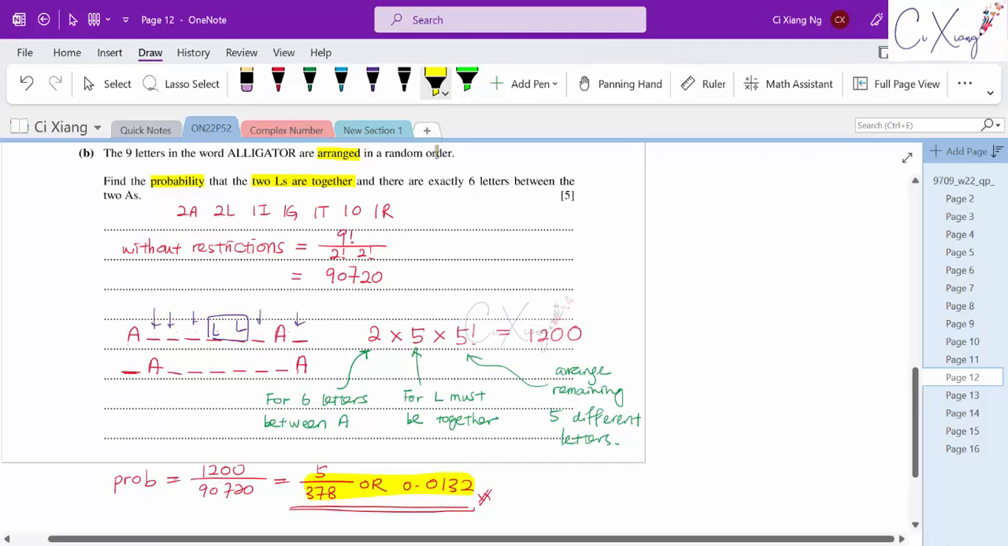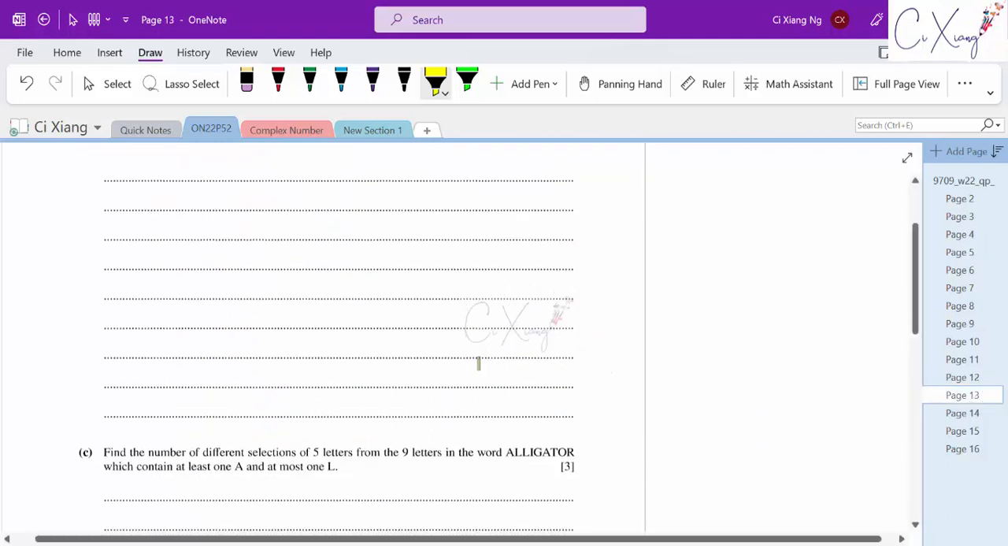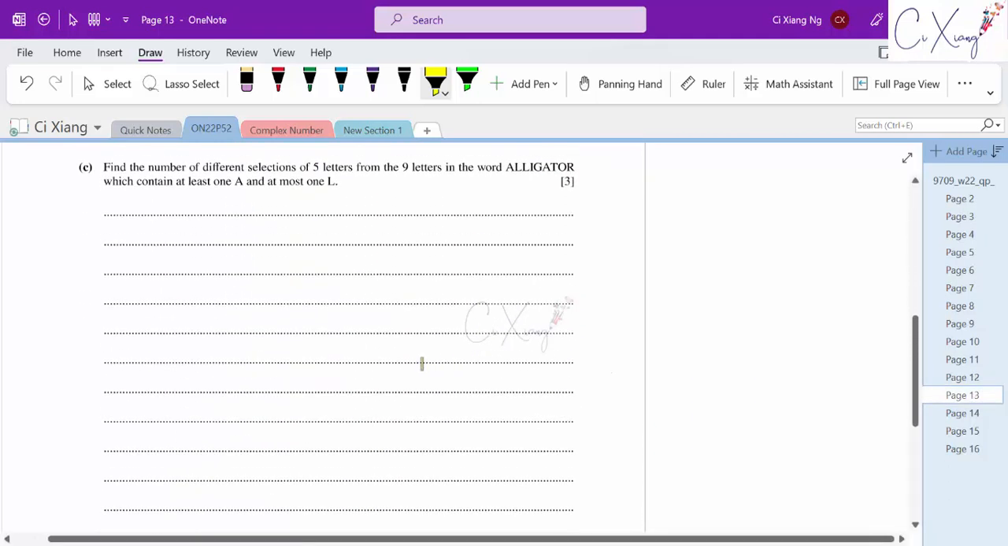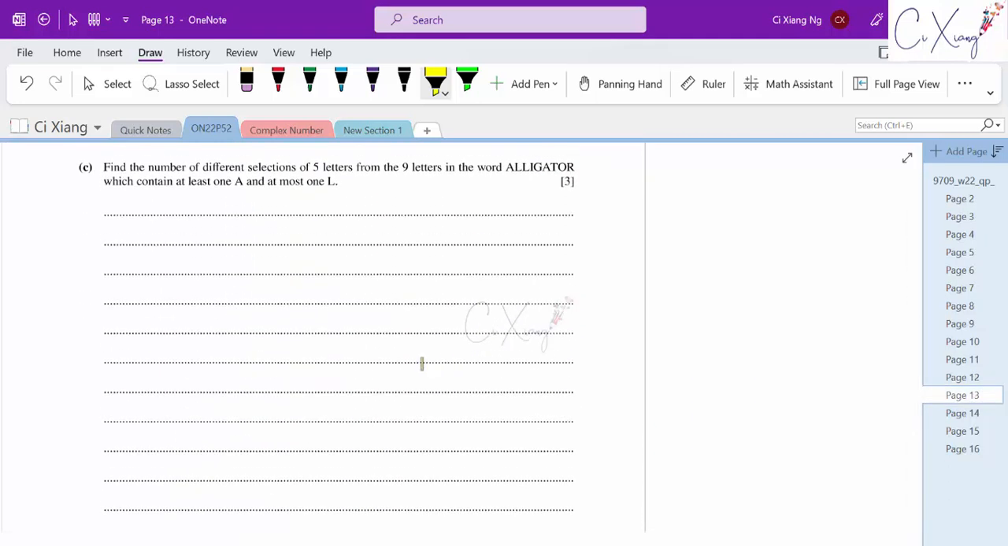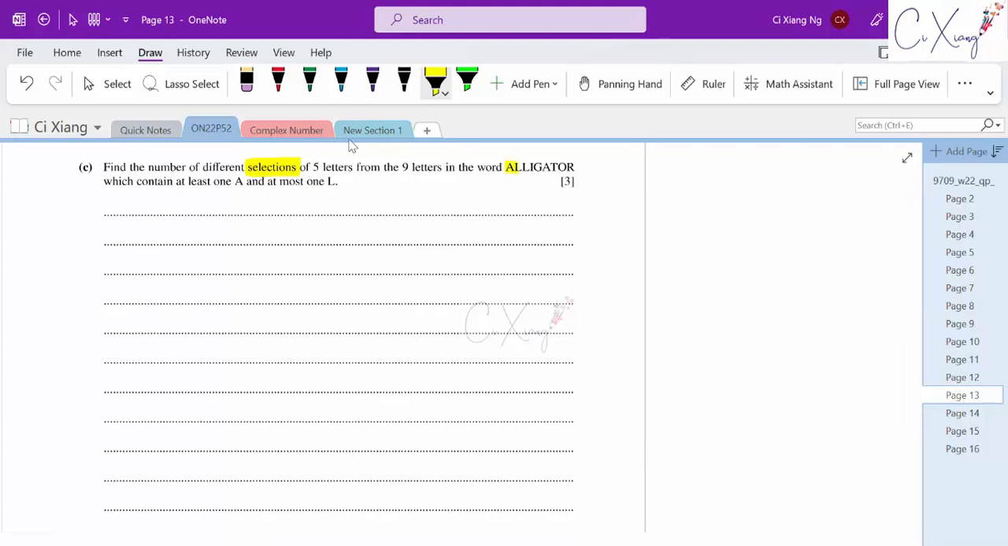Alright, let us proceed to the last part, part C. For part C, they want us to find the number of different selections. So highlight the keyword selection. It is about combination later. So a selection of 5 letters from the word alligator will contain at least one A, then at most one L.